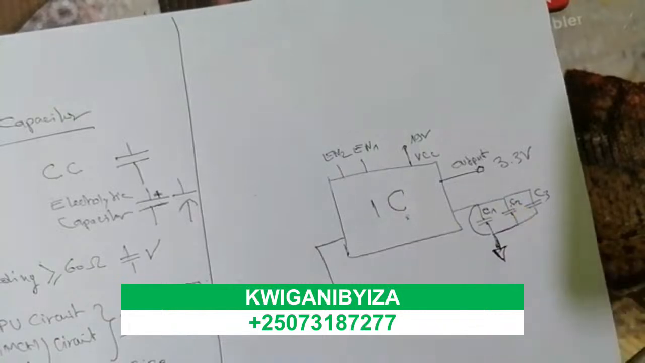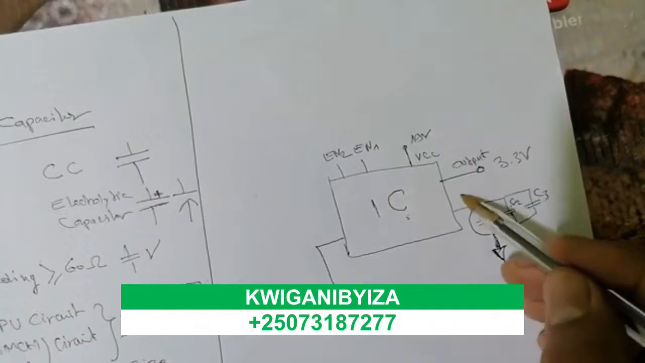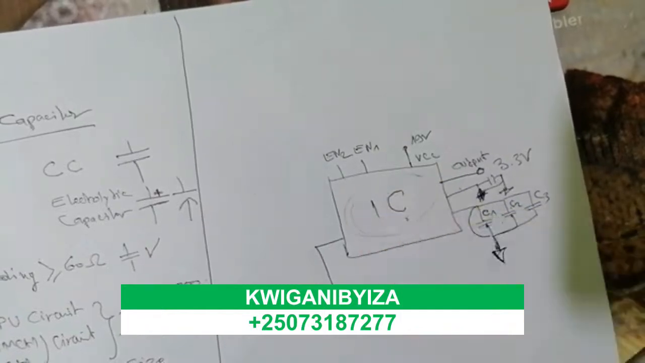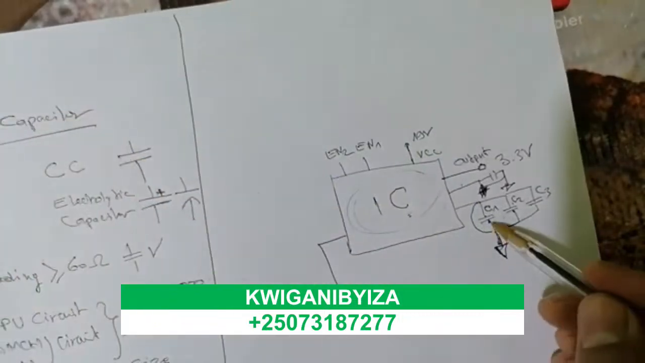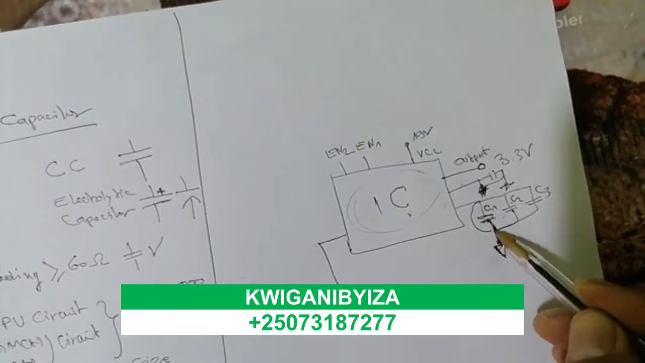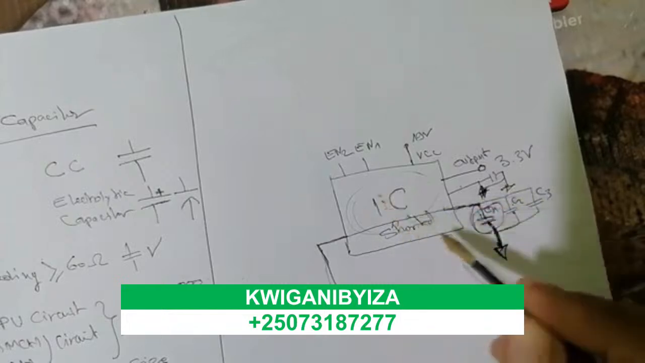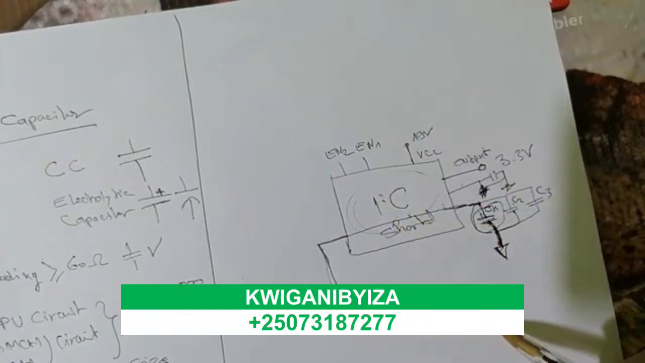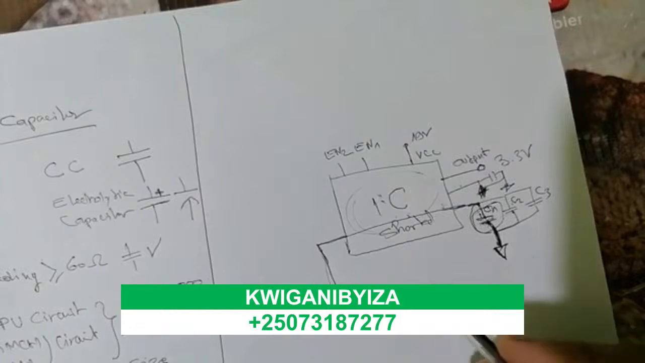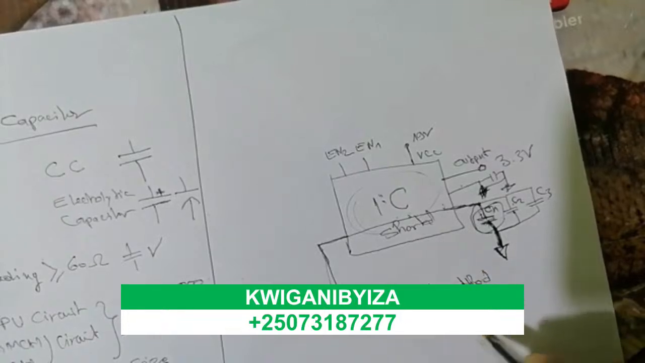Based on my experience, when I find many ceramic capacitors shorted, it means the IC is connected to the ground, because this ceramic capacitor is connected to the ground on this side. You find this one shorted, but the shorted one is the IC, not the ceramic capacitor. So basically this is the second method that I use to check whether the IC is bad or not.